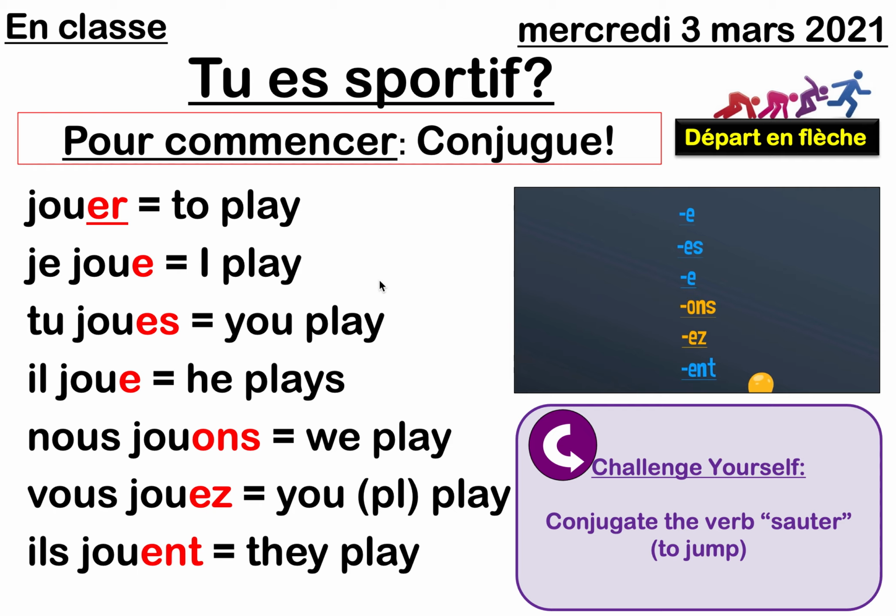So put it all together, what does it sound like? Je joue, tu joues, il joue, nous jouons. So remember, our orange endings are the ones we say. Vous jouez. And blue endings are silent. Il joue.